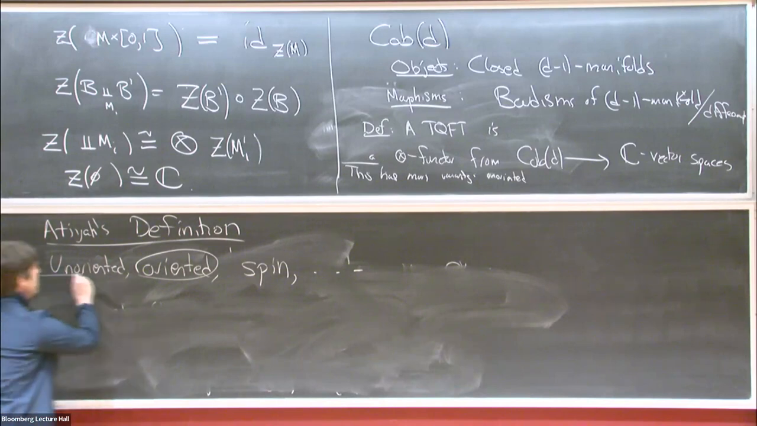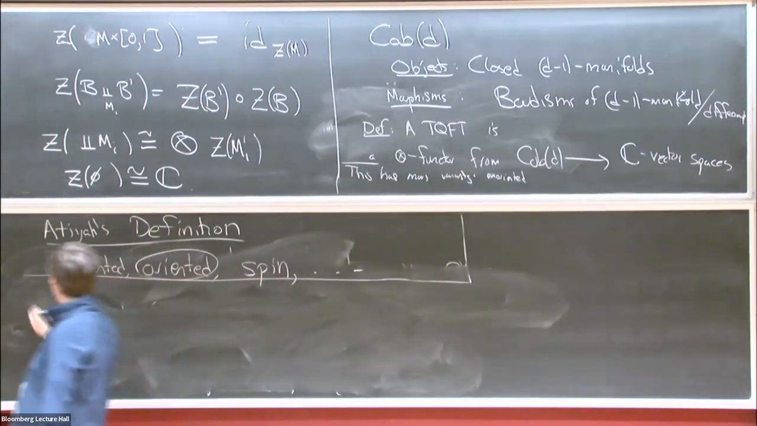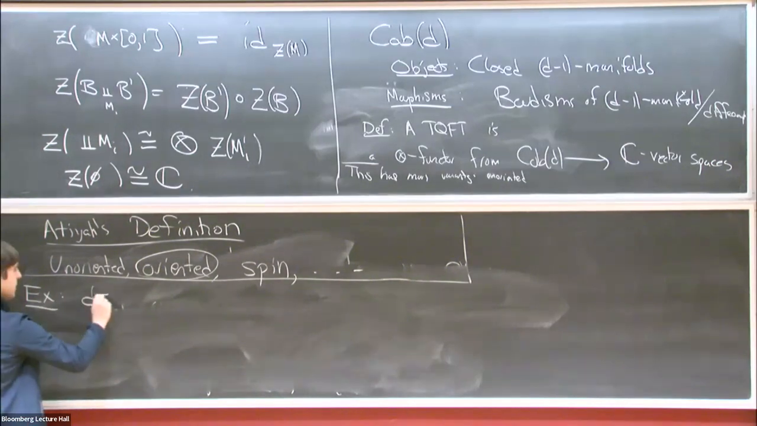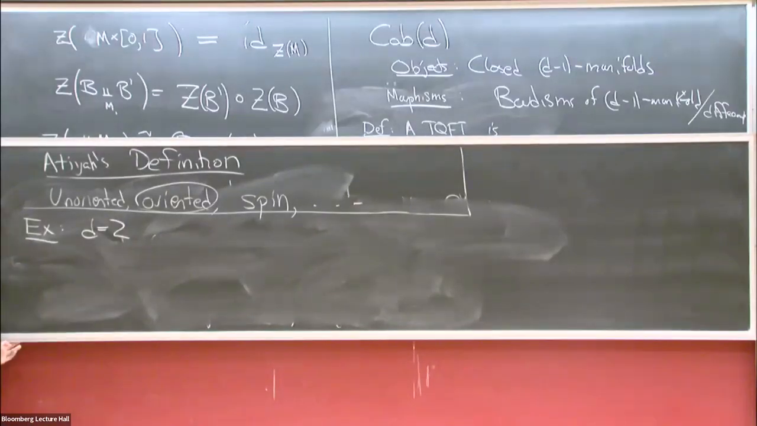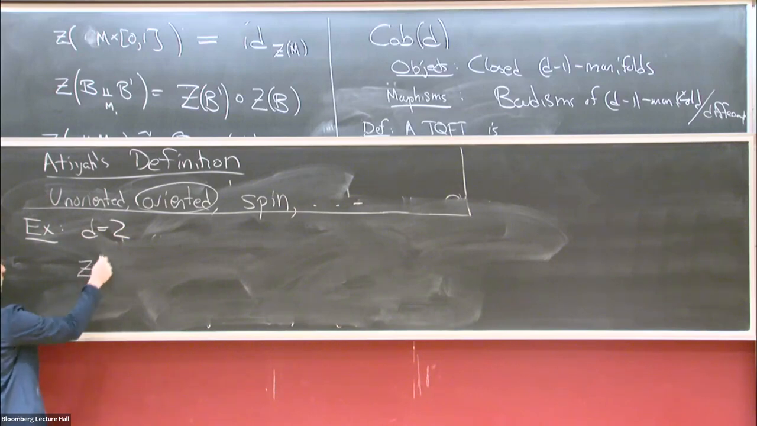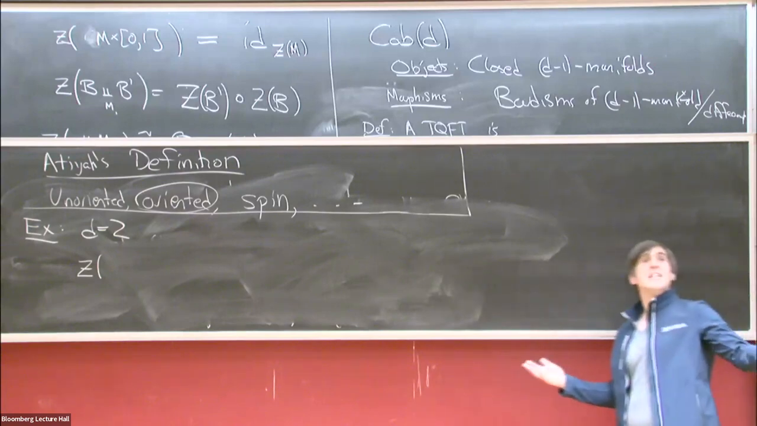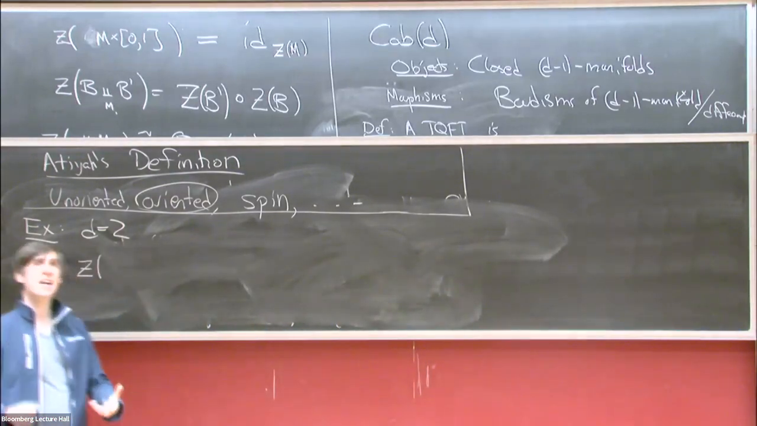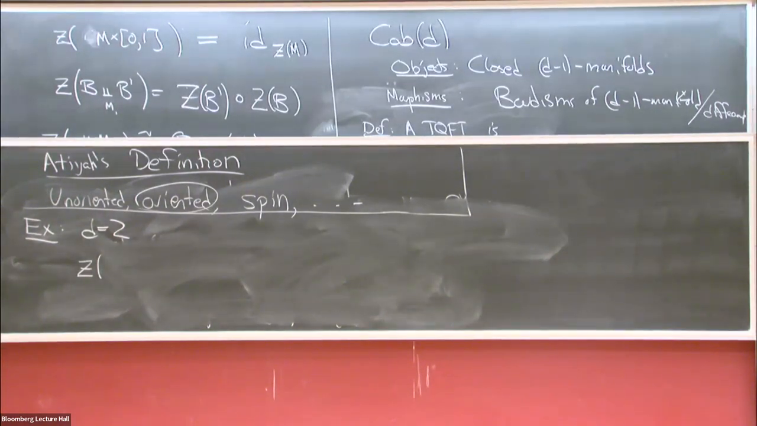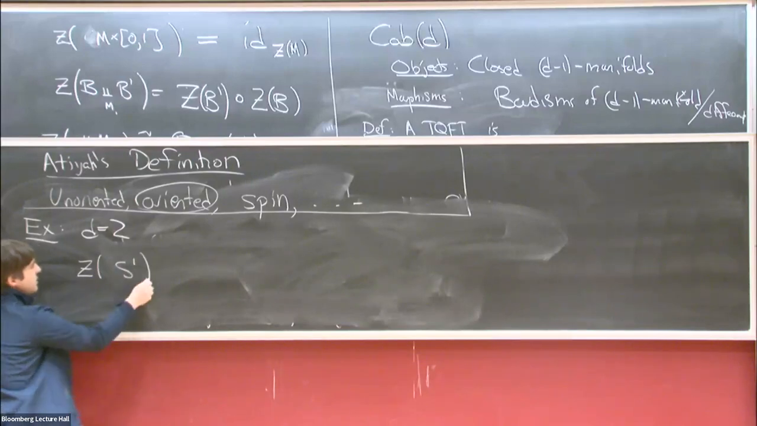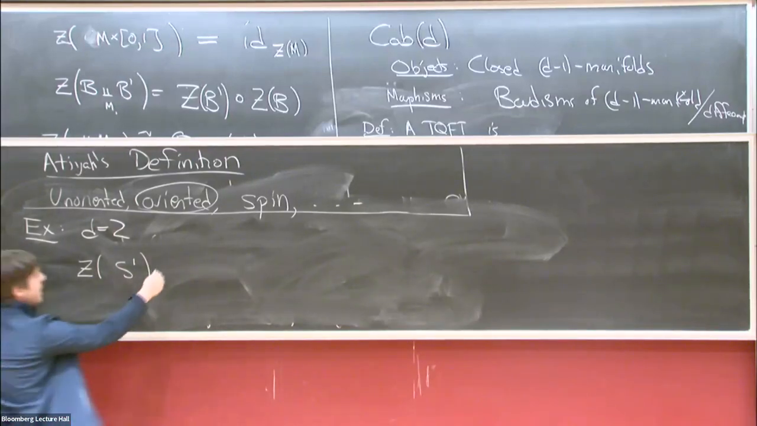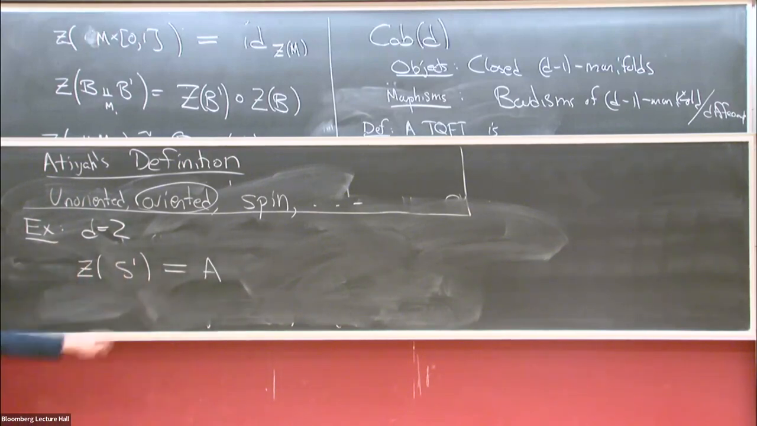Okay, so just to get us all on the same page, I want to do the example that happens when D is equal to 2. Let's try to understand the structure that we see when we have one of these rules. First and foremost, we have to assign a vector space to every closed manifold of dimension 1. Closed manifolds of dimension 1 are very easy to classify. A connected closed manifold of dimension 1 is a circle, and a general closed manifold of dimension 1 is just a disjoint union of finitely many circles. So if you have one of these TQFTs, you could evaluate it on the circle, and you would get some complex vector space, which I'll denote by A.